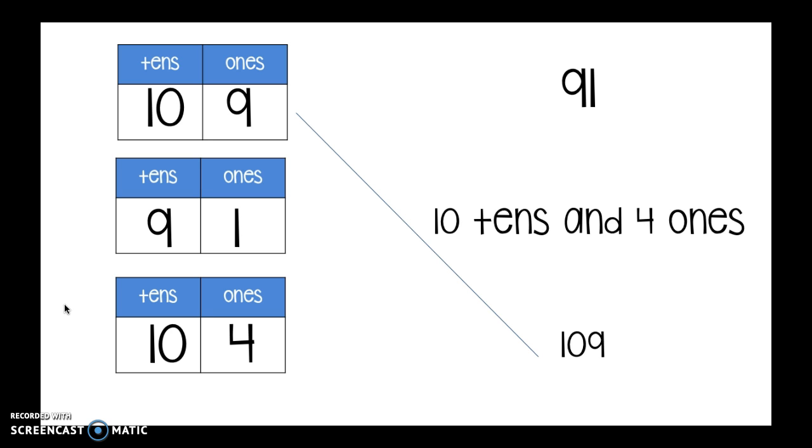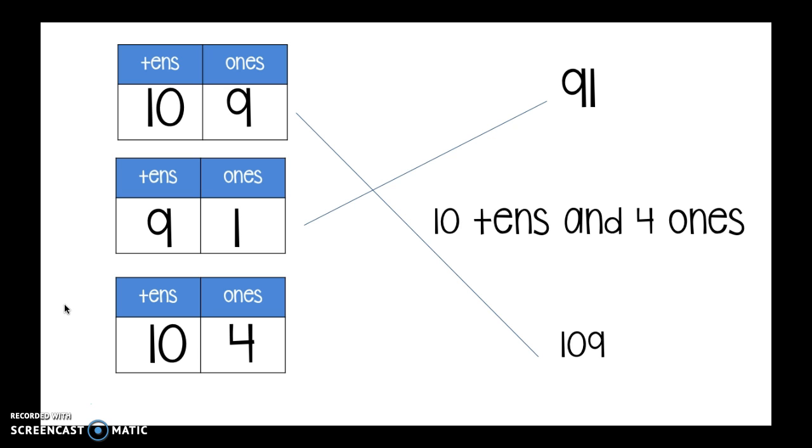Let's look at the next place value mat. It says 9 tens and 1 one. Which one on the other side do you think it connects to? Are you kidding me? You're so good at this. Did you say 91? Yes, that's exactly right. You're so smart. Go ahead and give yourself a pat on the back, you little rock star.